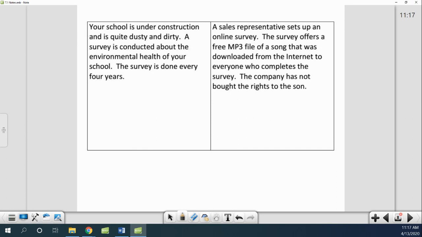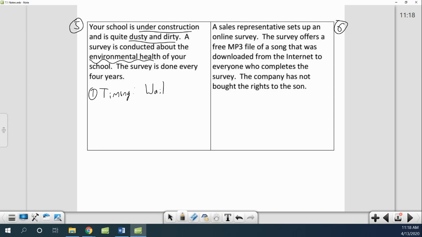Oh, I got a couple extra ones. Look at that. I thought I had 4. I got 6. Lucky day. Can never go wrong with more examples. So, schools under construction. It's really dirty, really dusty. Surveys are conducted about the environmental health of your school. The survey is done every 4 years. So every 4 years, they survey your school and ask how healthy things are. They happen to be doing it while you are under construction, and everything is dusty and dirty. What do you think people will say about the environmental health, right? So this is just straight up timing.